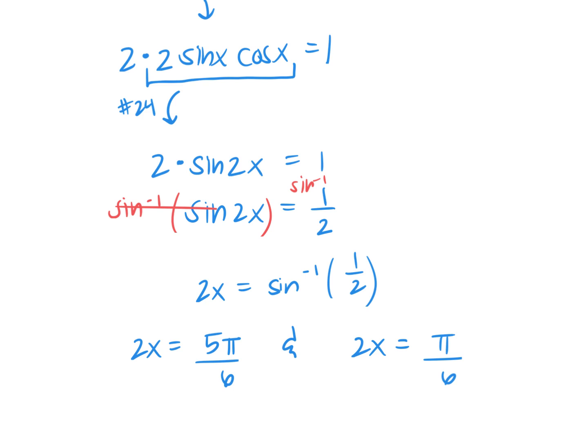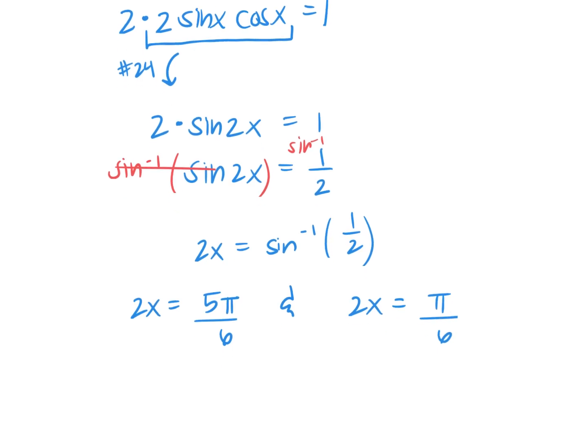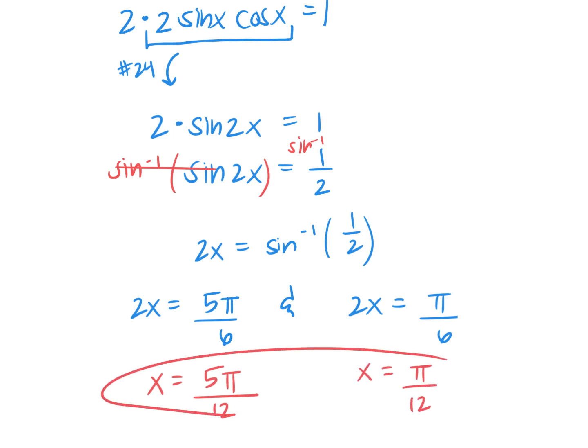Okay, so then if I'm solving for x here for both of these, what do I have to do? Divide by 2. So if I divide by 2, I get x is 5 pi over 12. And then if I divide by 2 over here, I get pi over 12. Okay, kind of tricky. This part here, going from this line to this line and solving it is the hardest part there at the end.